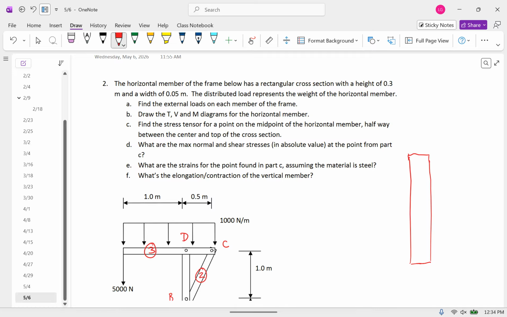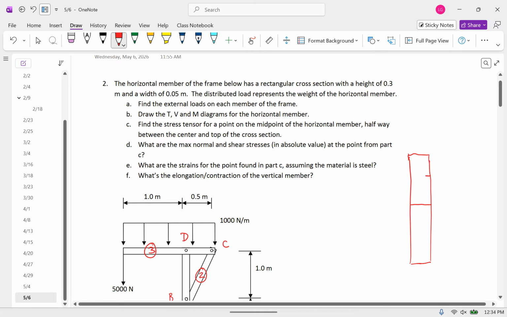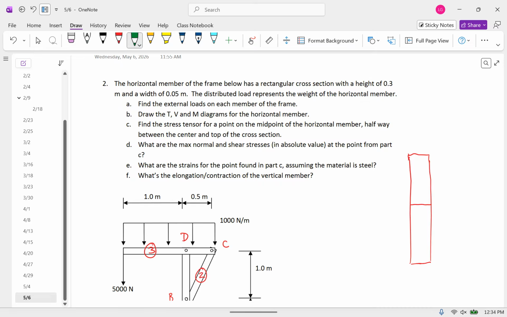And the neutral axis is here. Our line of interest is here. That would be about 0.075 meters from the neutral axis. Exactly, yep. So this distance is 0.075.